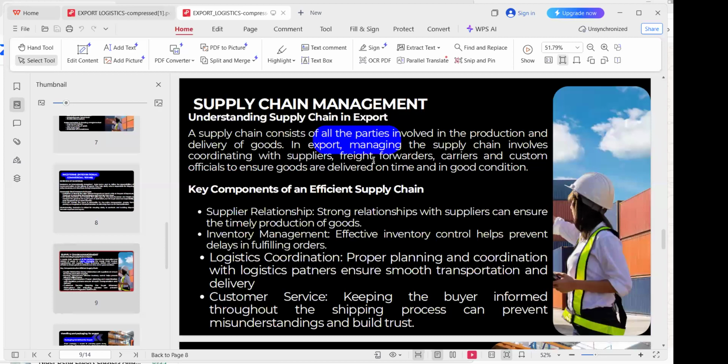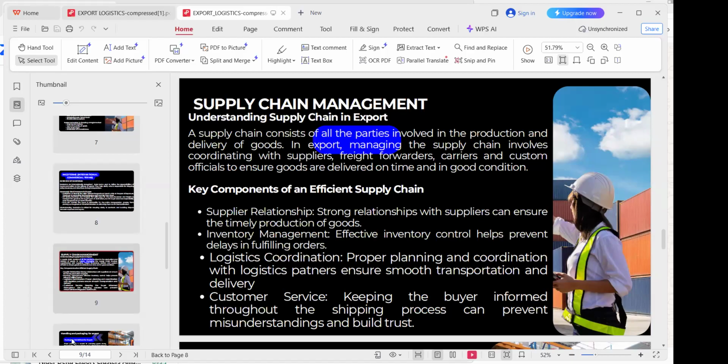The key components of an effective supply chain management: we have the supplier relationship. A stronger relationship with your suppliers can ensure the timely production of your goods. Inventory management: effective inventory control helps prevent delays in fulfilling orders. Logistic coordination: proper planning and coordination with logistic partners ensure smooth transportation and delivery. Customer service: keeping the buyer informed throughout the shipping process can prevent misunderstanding and build trust.